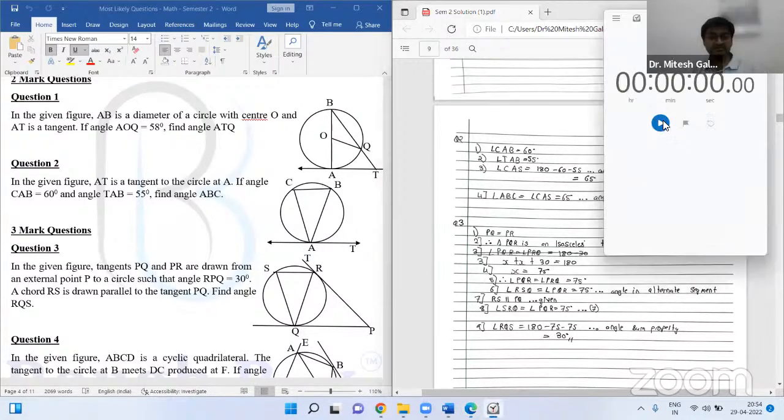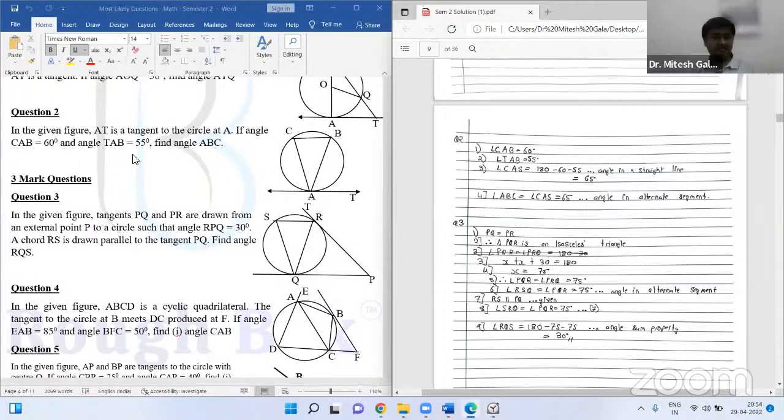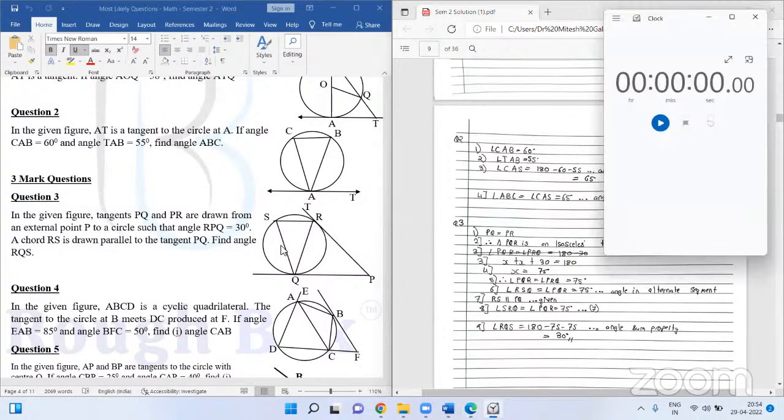Yes, sir. So ACB will be 55, no? This is 60 and 55, 115. So 180 minus 115 will be 65. This is correct. Yes, sir. Even I got 65. It's correct.